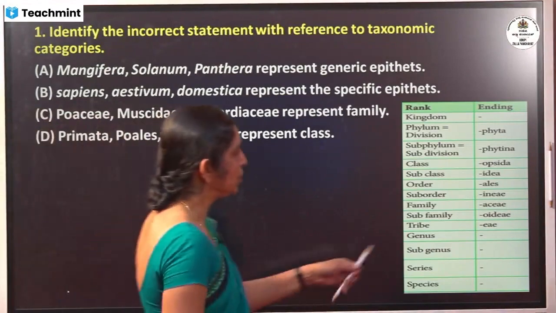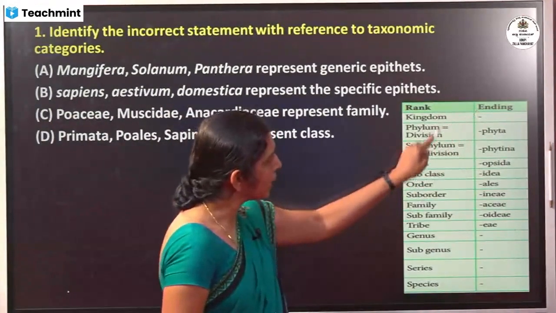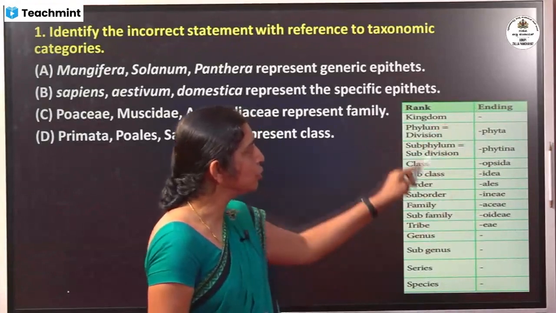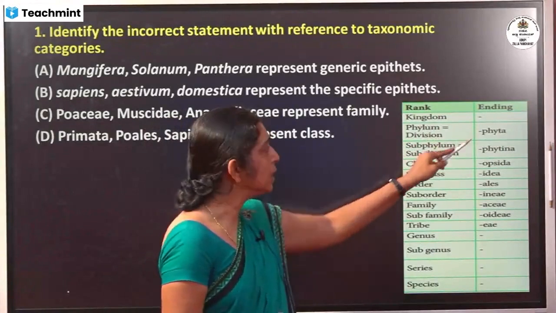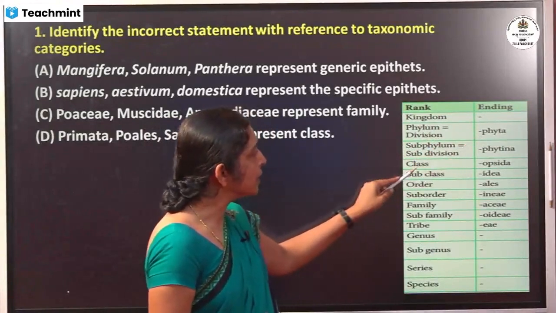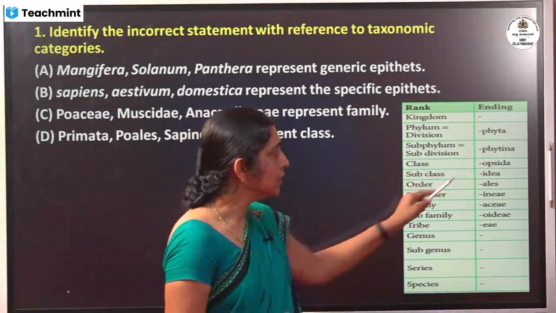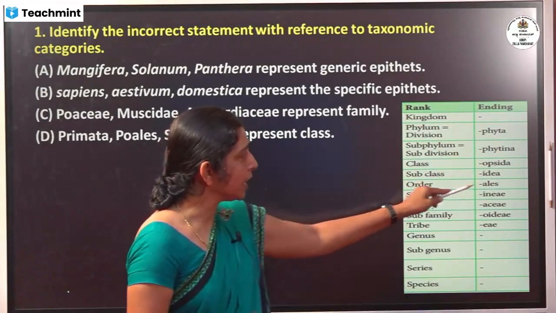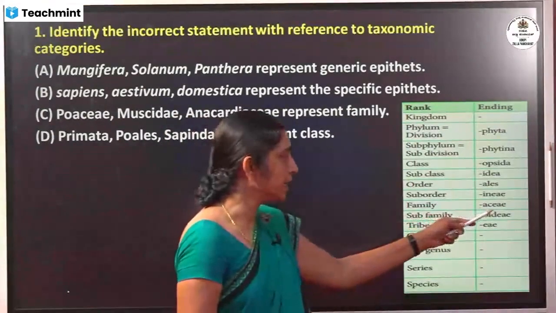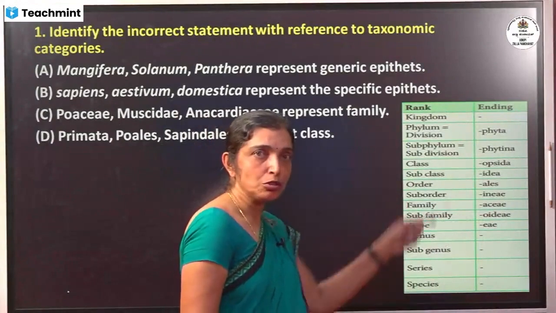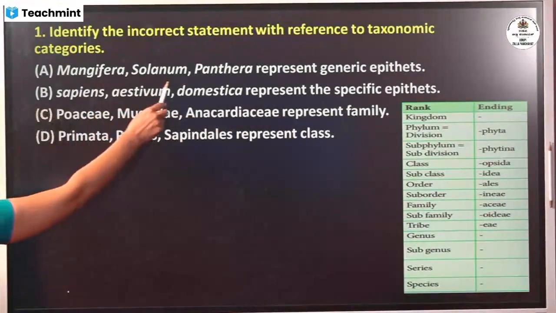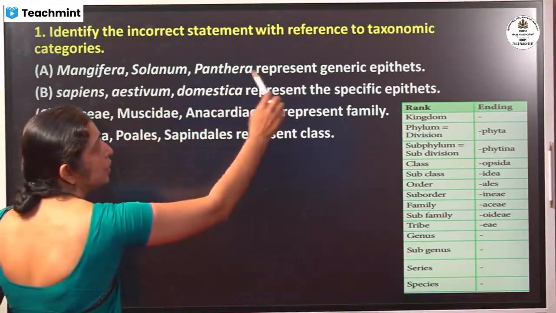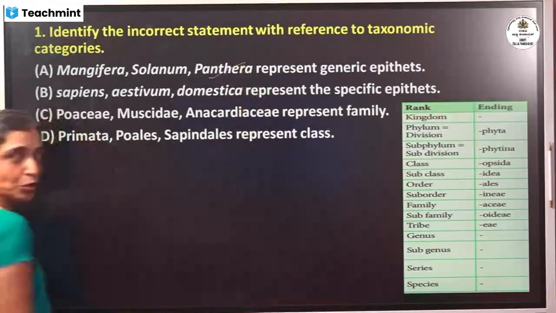So here you have the ranks as well as the endings. So usually when it is a phylum or a division, when it comes to plants, we have phyta. When it comes to class, it is Sida, whereas orders are ales, family is Acae, and so on. So we have the different ones. So if you come here, Mangifera, Solanum, Panthera represent the generic epithets. It is true, isn't it?